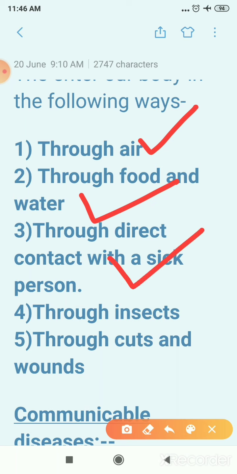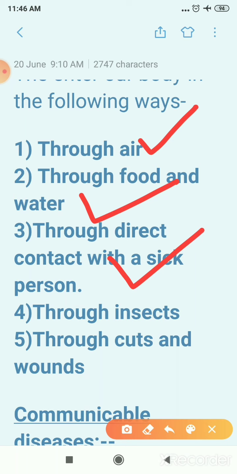Through direct contact with a sick person, microbes can enter. If you shake hands, if you share some clothes, if you are eating together, through this, if you are having direct contact with a sick person, microbes can enter.